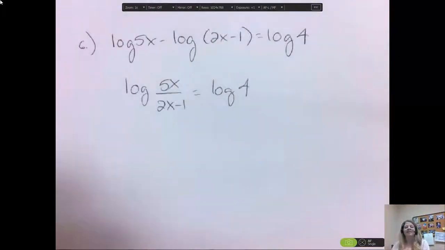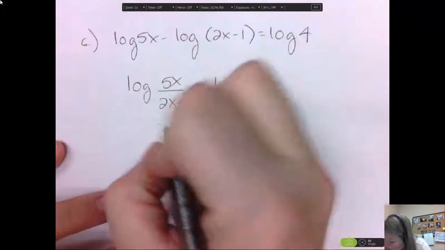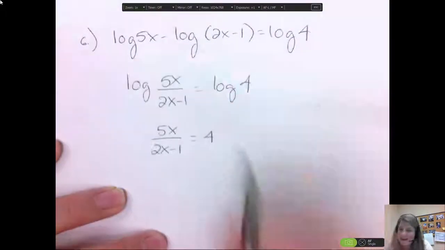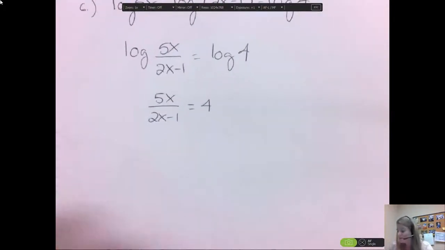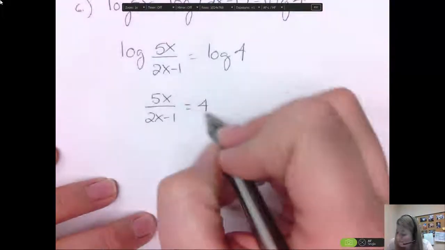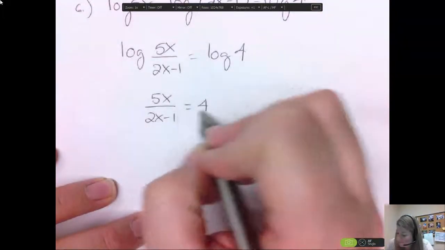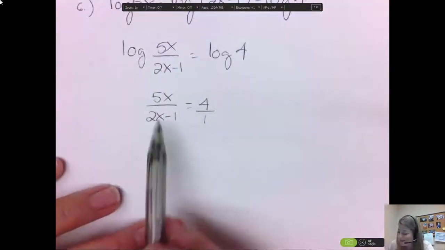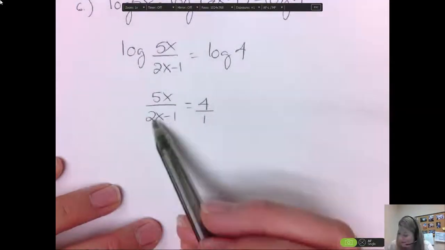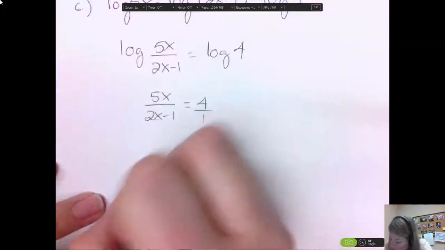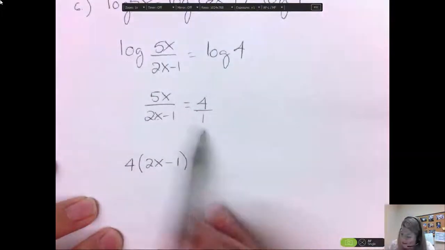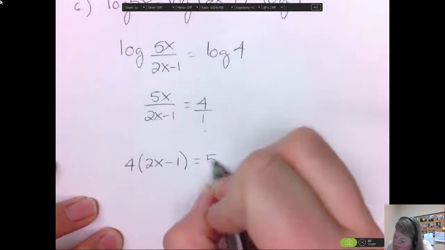Now the rule applies that I can take the logs out, now that I have 1 log on both sides. So I'm really left with 5x over 2x minus 1 equals 4. And then I solve this equation. You could think of this as a proportion. Gosh, I couldn't even think of the name. Think of this as 4 over 1 and then cross multiply. So I'd take the 2x minus 1 times 4. And 1 times 5x on the other side would just be 5x.